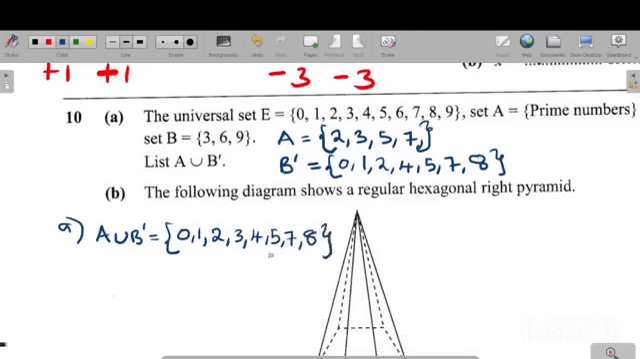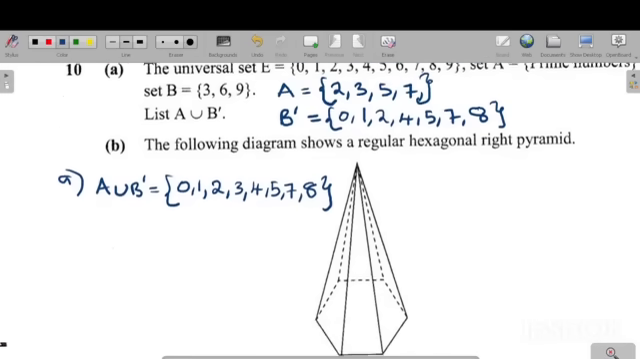All right. So this is A union B complement set they wanted. You may be wondering why a 3 is also part of this set. It is because 3 is part of set A, and so we just combined the elements.